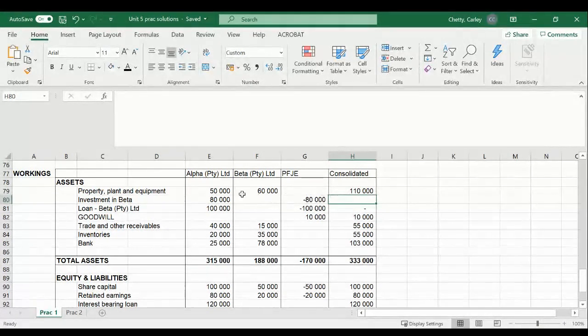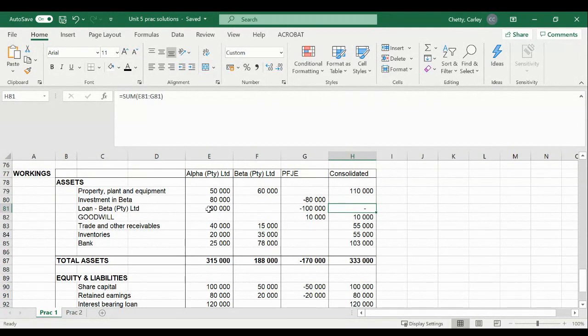Okay, is that clear? So in Alpha's books, the investment in Beta will still be shown in Alpha's separate financial statements. But in the consolidated financial statements, because of the eliminating pro forma journal entries, there is going to be no investment in Beta.